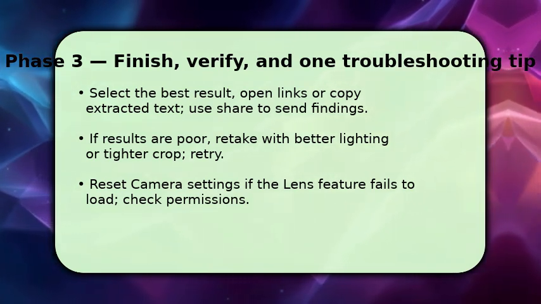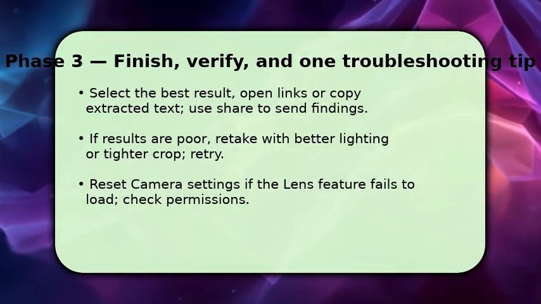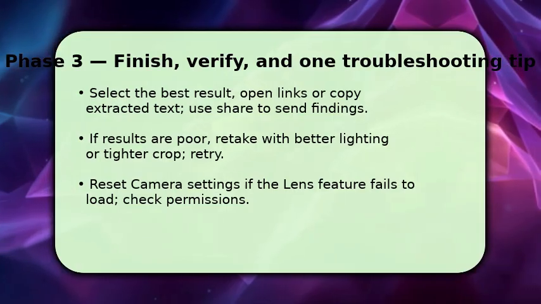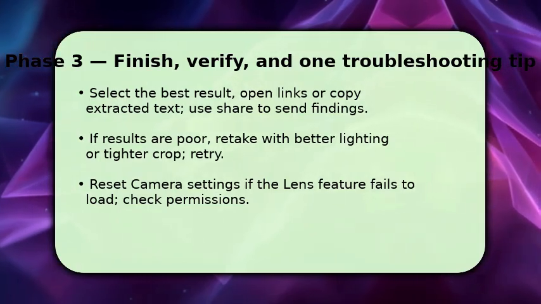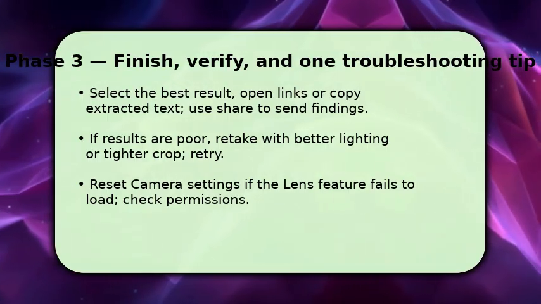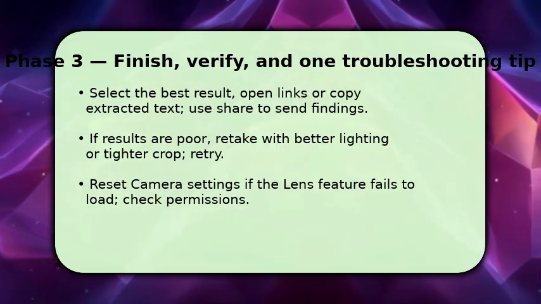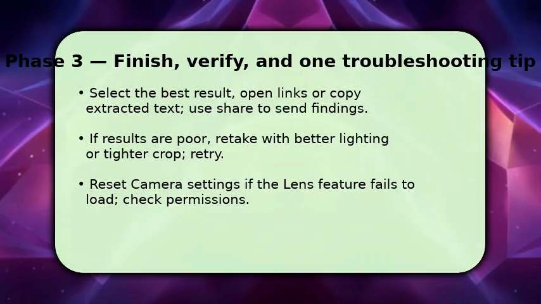If recognition fails, retake the photo with better lighting or draw a tighter circle. Small adjustments often fix accuracy issues. If lens does not load, make sure camera has storage and internet permissions, then reset camera settings or restart the phone. This troubleshooting step resolves most problems and gets circle search working reliably again.